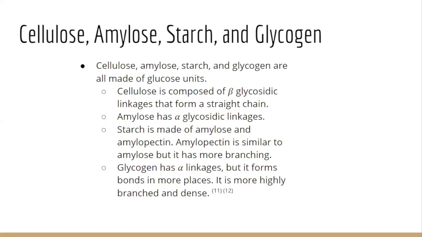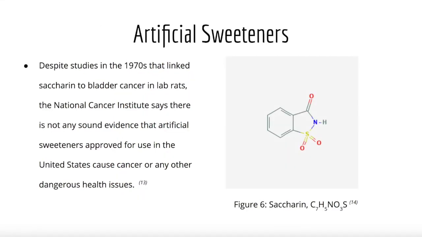Glycogen has alpha 1,4 linkages, but it has much more branching off of carbon 6, making it more dense than the other polysaccharides mentioned.